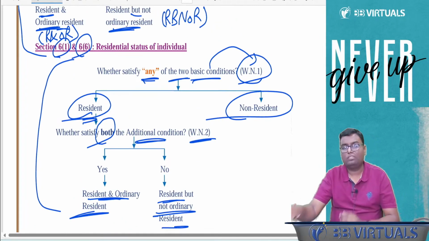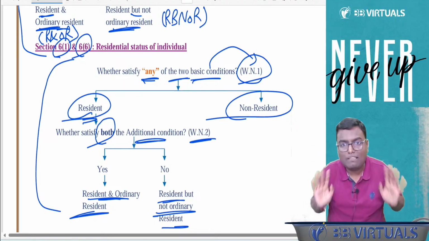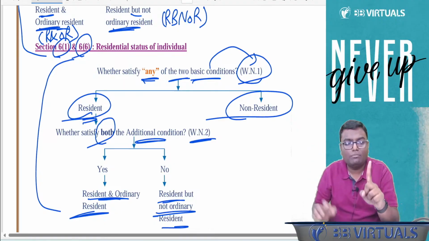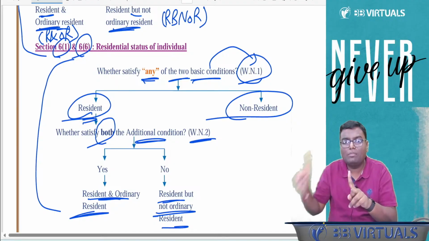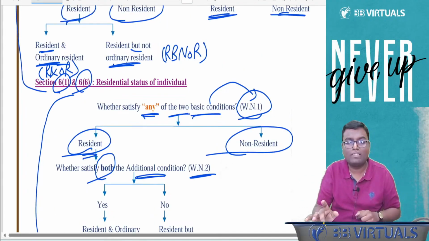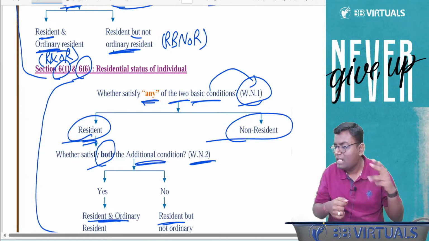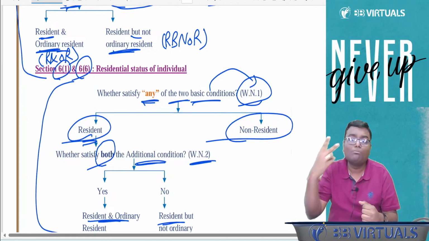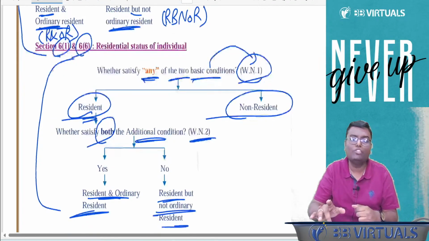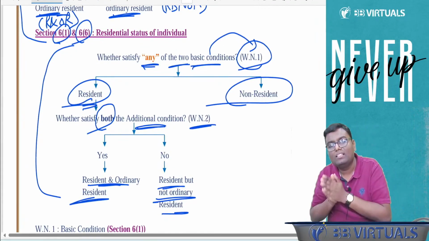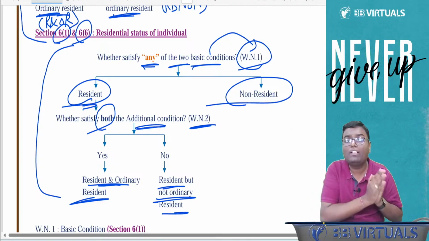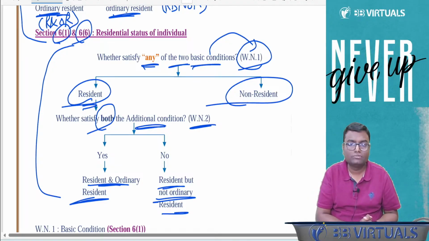Once again, first of all, what will we do? I will give you two basic conditions. You will satisfy any one of them. If any one of them is satisfied, you will become resident. Otherwise, you will become non-resident. Then if you are a resident, I will tell you two additional conditions. And how many do you have to satisfy? Both. If you satisfy both, you will become resident and ordinary resident. Otherwise, you will become resident but not ordinary resident.